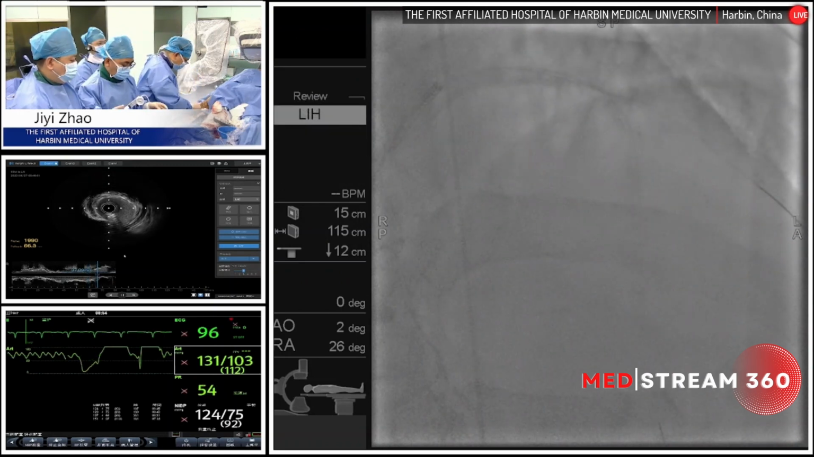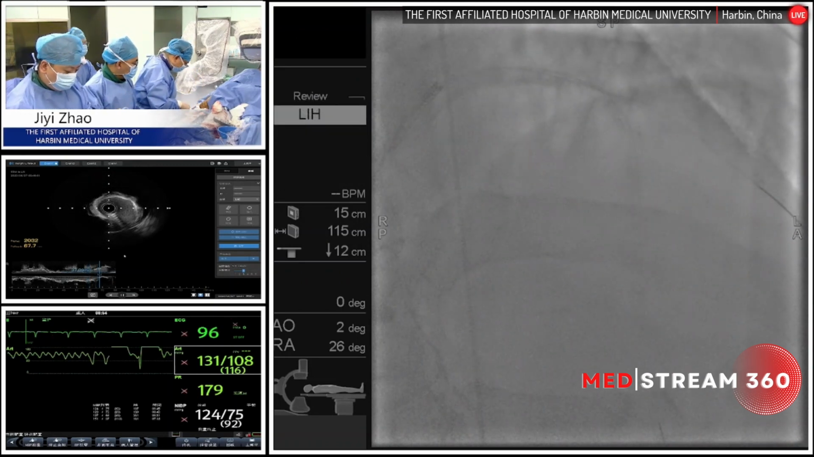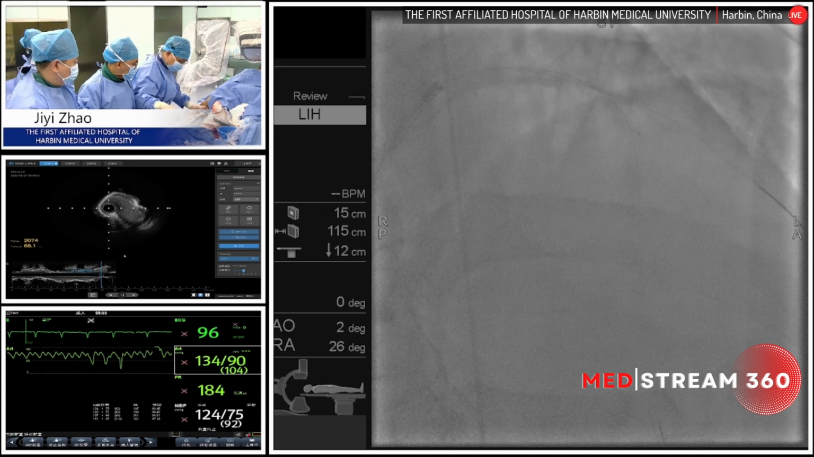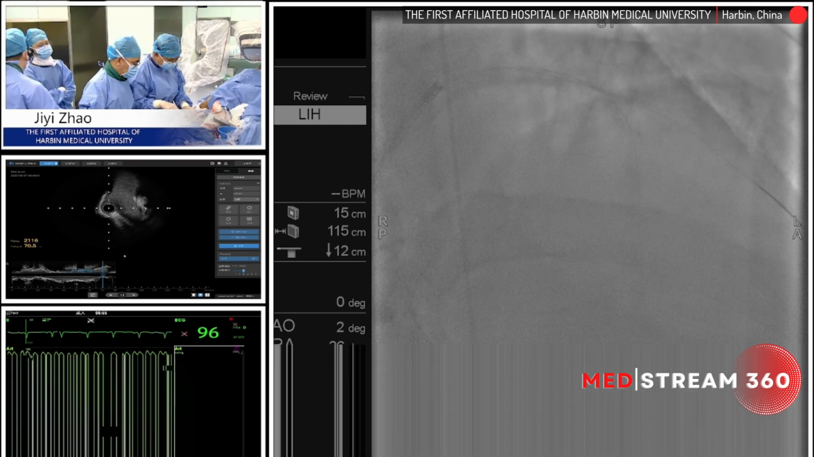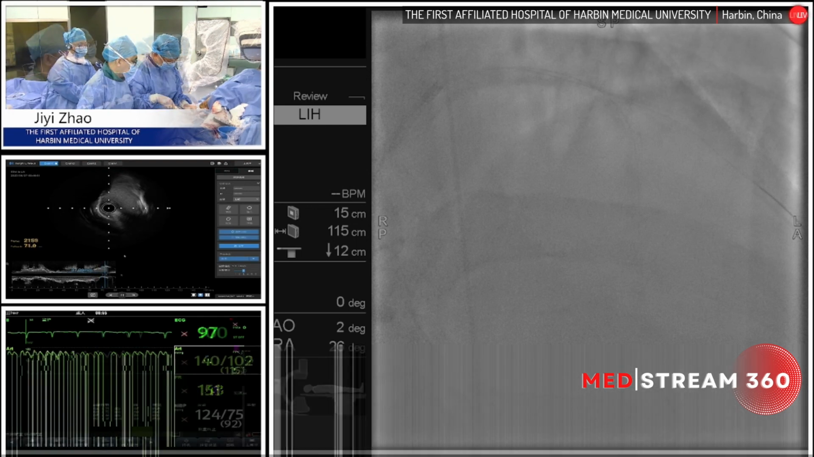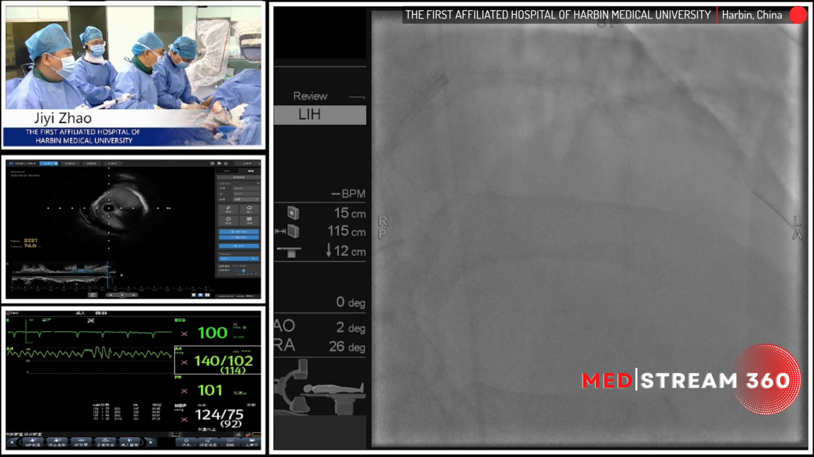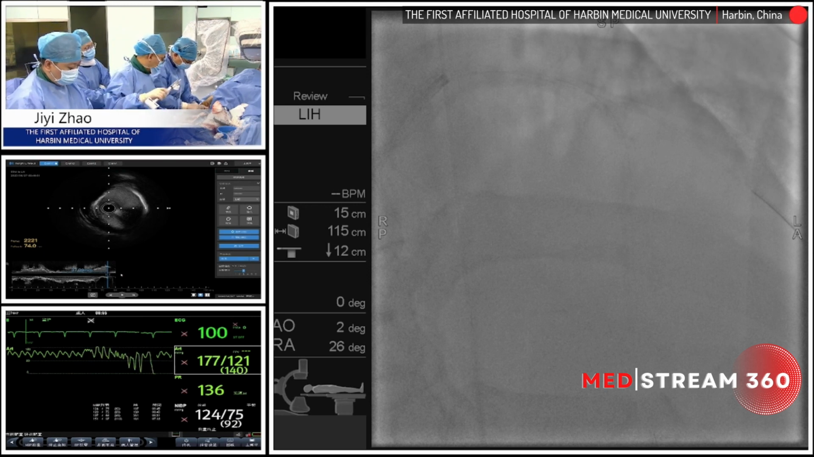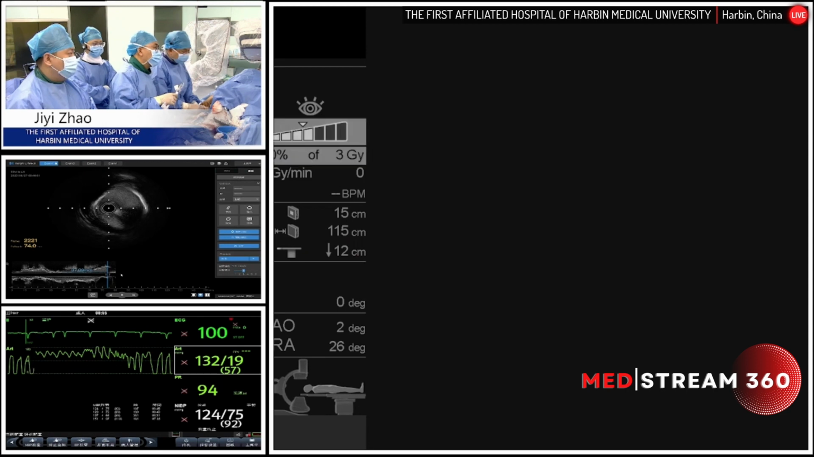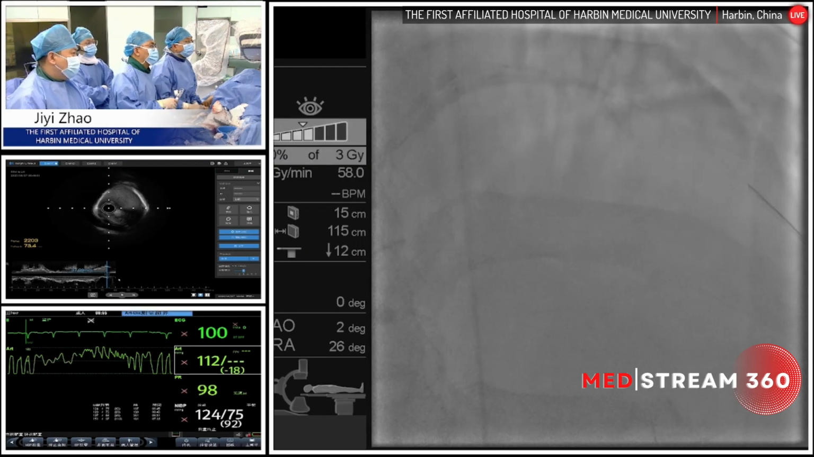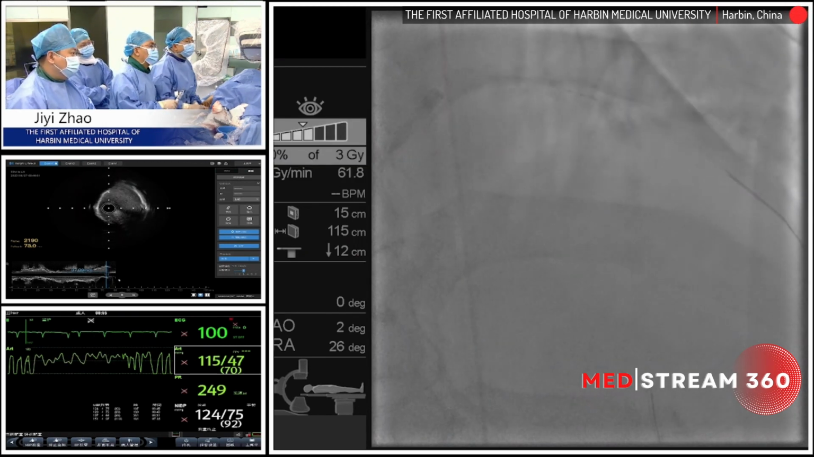So we can see that we just used one 3.0 IVL balloon to treat this kind of lesion, and we get some good prognosis. I think the advantage of IVUS is that it has very high sensitivity and accuracy in detection of calcification compared to the OCT system.